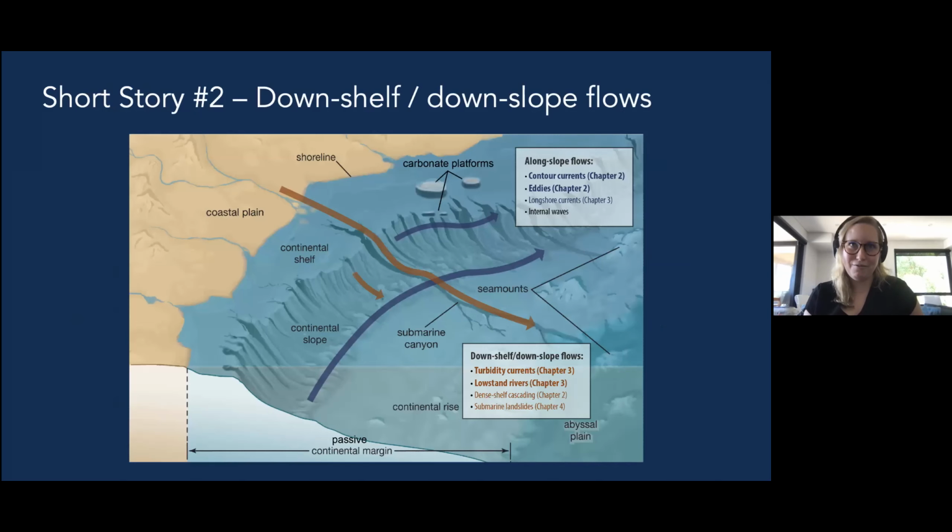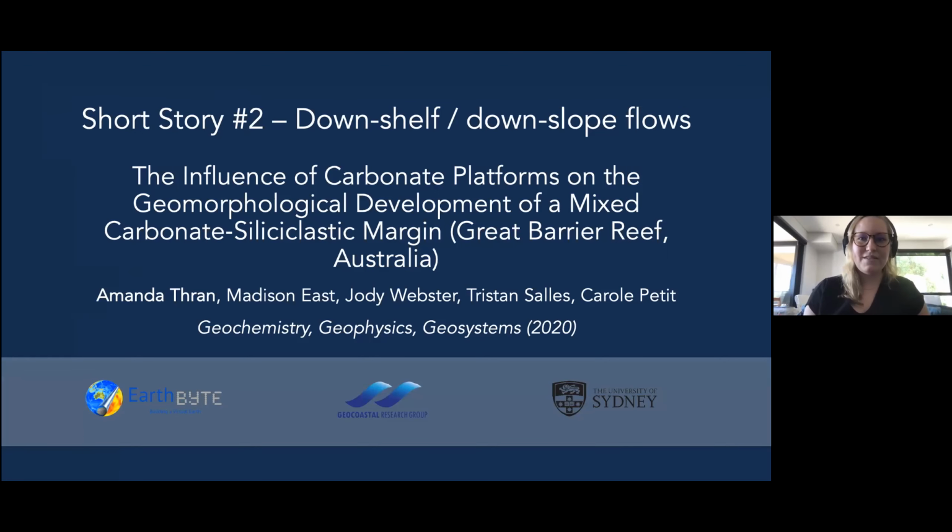Okay, on to my next short story now, where I'm going to talk about modeling what I call downshelf and downslope flows. In the context of my thesis, these include low stand rivers, or rivers that flow onto the continental shelf during times of lower sea level, and turbidity currents, or high density currents that are filled with sediments and they cascade down the continental slope. For this story, we're going to go to the Great Barrier Reef, and I'm going to discuss a highlight of the study. It illustrates how the Great Barrier Reef helps to shape some of the canyons that we find on the continental slope.